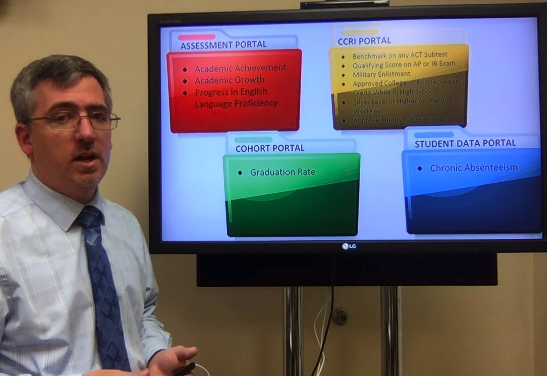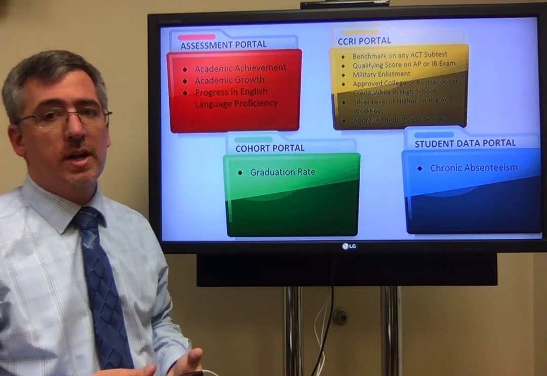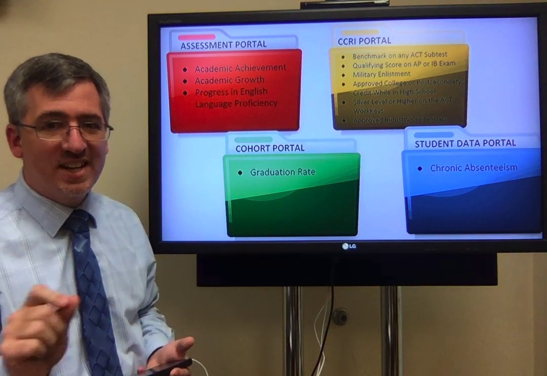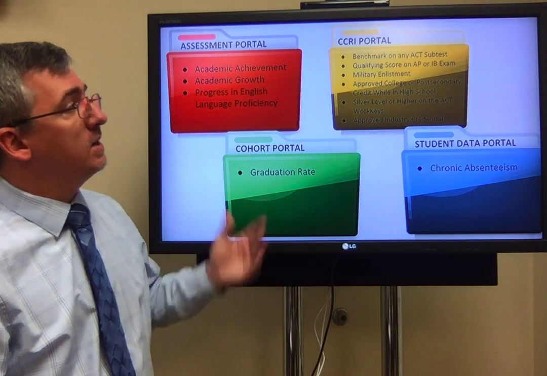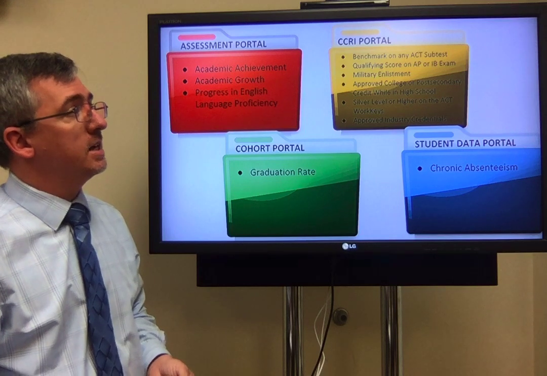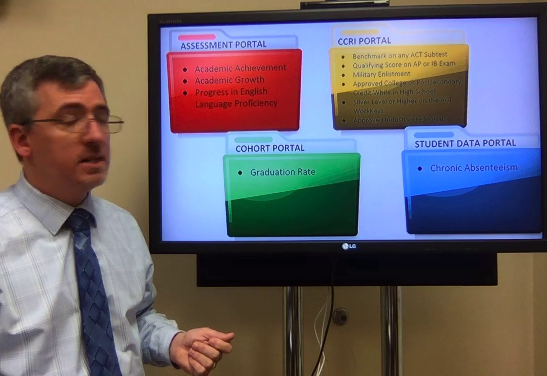If you'll notice in the college and career readiness indicator portal, there are different ways for students to earn that mark on that diploma that they've checked it off that they're college or career ready, which is important for the school district. They can earn a benchmark score on any ACT subtest. They can earn a qualifying score on an AP or IB exam. They can enlist in the military.